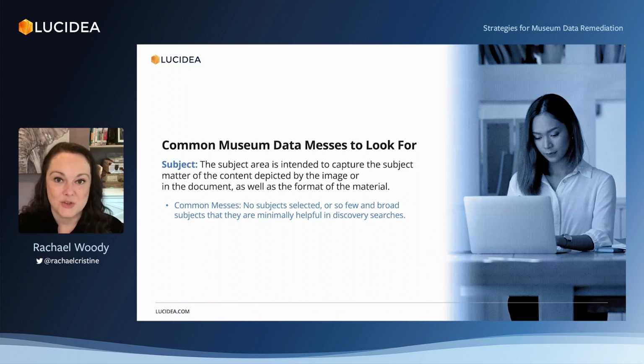Common messes is that there's no subject selected, which definitely hampers any sort of effective search and discovery. And if there are subjects in that catalog record, the next mess that I typically see is that there's only a few that have been selected and that they are so broad that they're not actually helpful. So for my canopic jar example, if we were to just give it the subject tag of jar and somebody decided to browse jars or search for jars, they're going to get thousands of jars and not the actual canopic jar that they were wanting or needing.